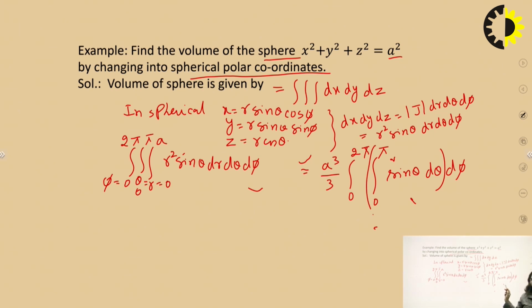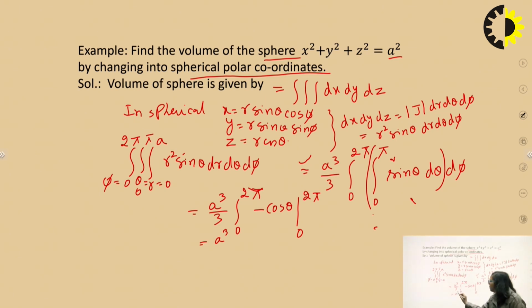Now I am integrating with respect to theta. I know that the integration of sine theta is minus cos theta. So we have a cube upon 3, with phi from 0 to 2 pi, and integrating sine theta gives minus cos theta with limits 0 to pi. Putting the limits, I take the minus common outside: cos pi minus cos 0.